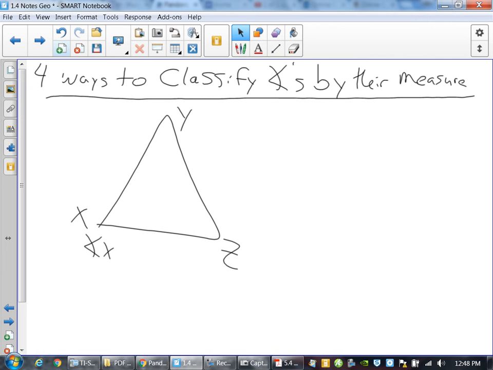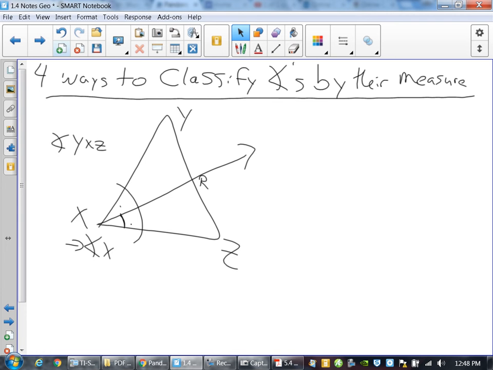I could still call it angle YXZ. It means the same thing, but sometimes it's a little bit shorter to write it as one. But if it had another line going through it like this, let's say this is an R, I can't call this angle here angle X, because it could be this one, or the whole thing. Does that make sense? Good question.